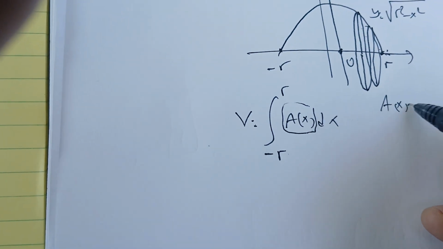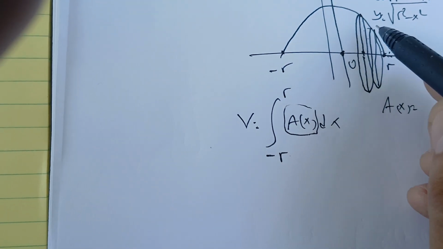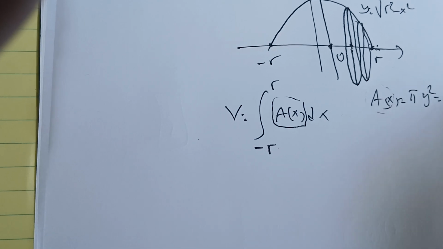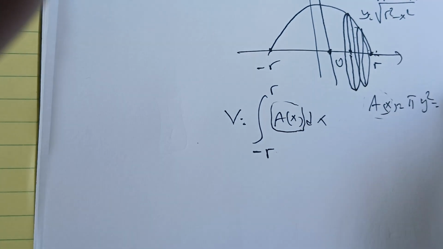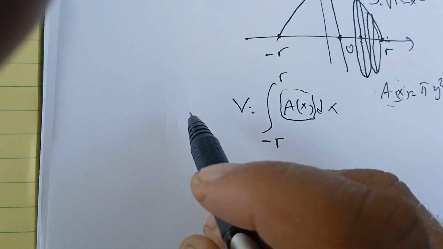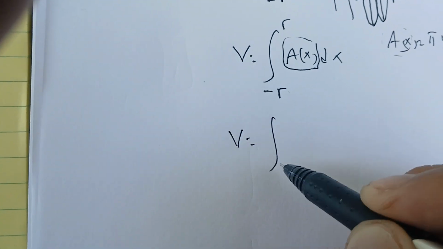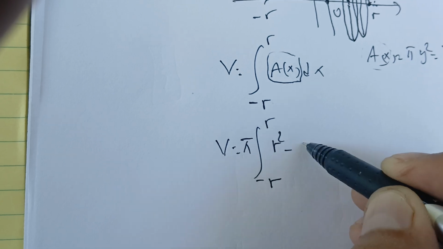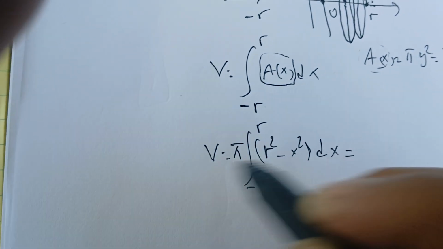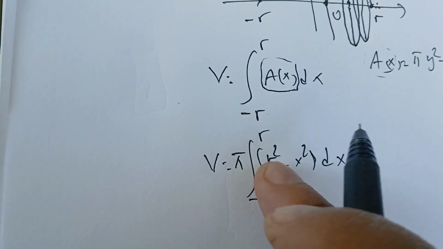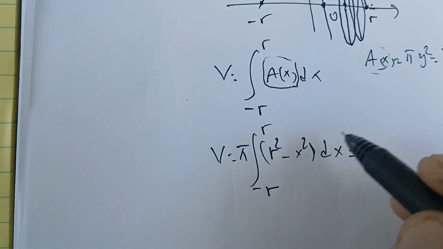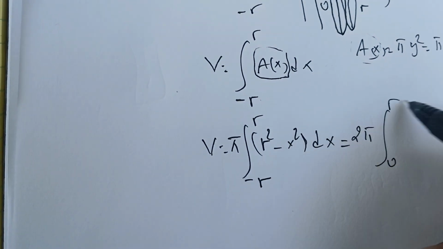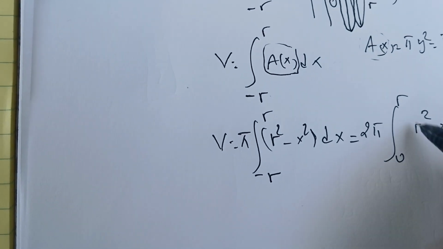So A(x) in this case is the area of the circle having radius y, and therefore the cross-sectional area is going to be pi y squared. I know y squared is r squared minus x squared. And this tells me that the volume is going to be the integral between minus r and r of, I'll take pi outside, r squared minus x squared dx. I can simplify this one more because I see that this is an even function. So I can integrate between 0 and r, and multiply the integral by 2. So I get 2 pi, the integral between 0 and r of r squared minus x squared dx.